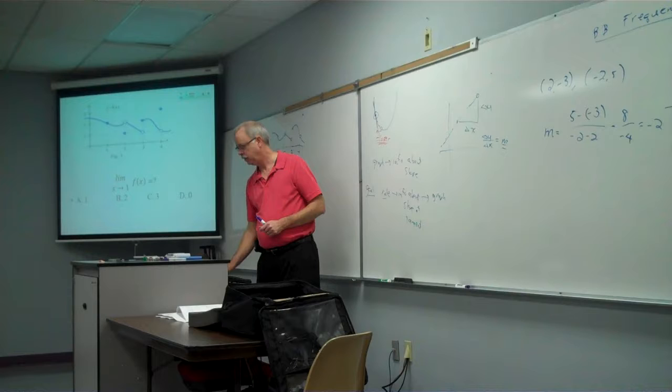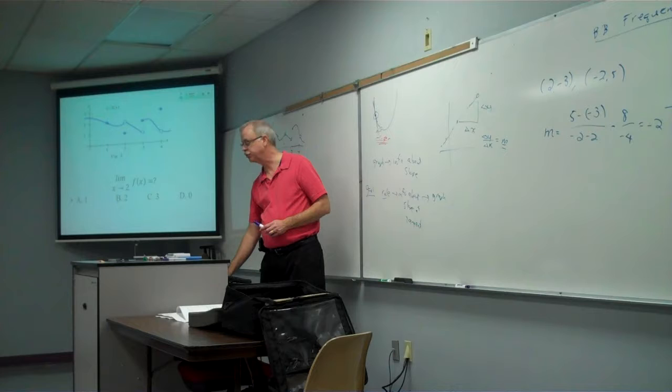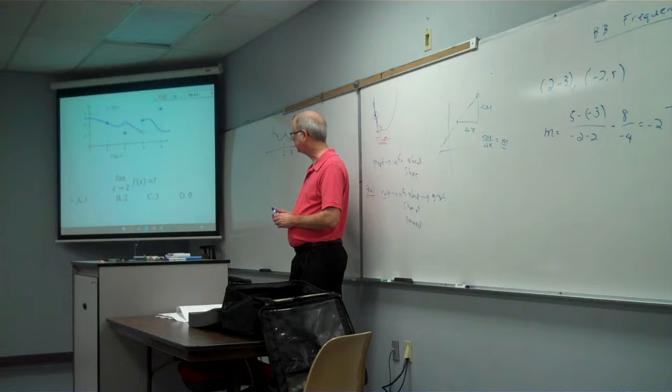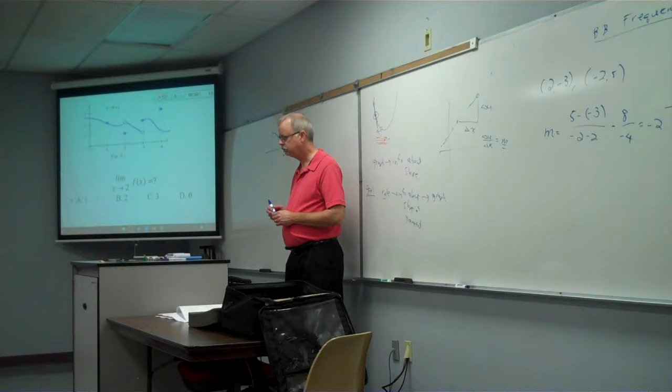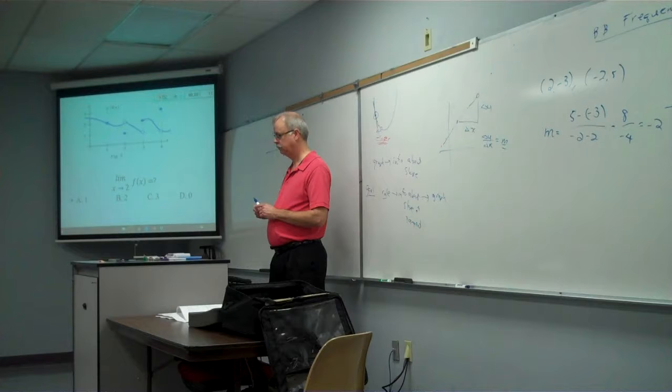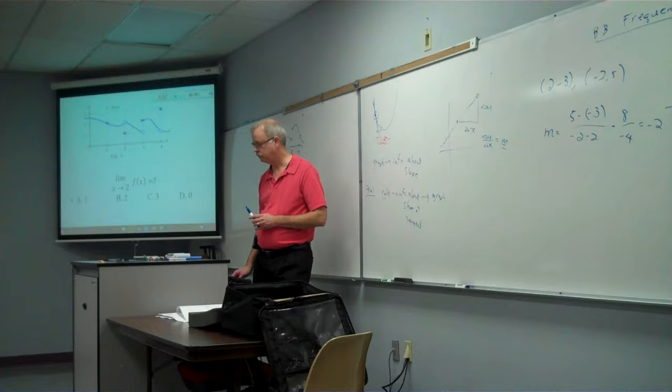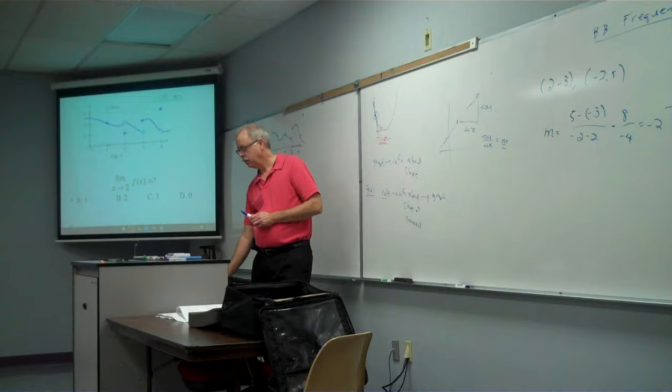Let's look at a different place. So let's look now at the limit as x approaches 2. For the limit as x approaches 2, we're looking at inputs really, really close to 2. So we're up here on the curve. All the outputs are really close to 2.